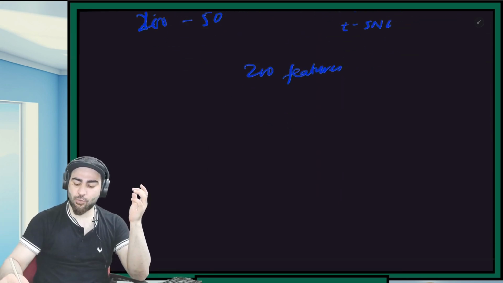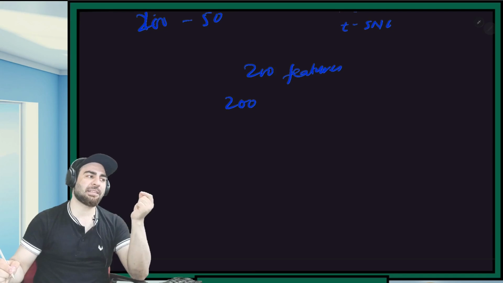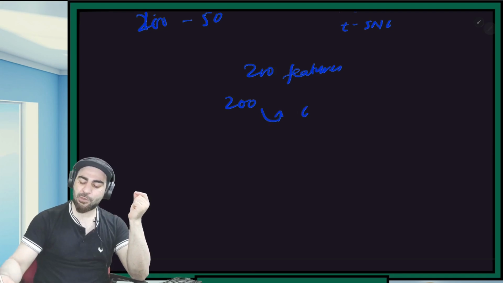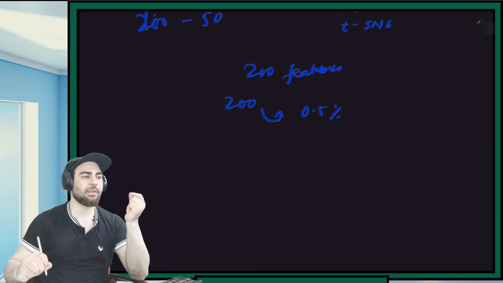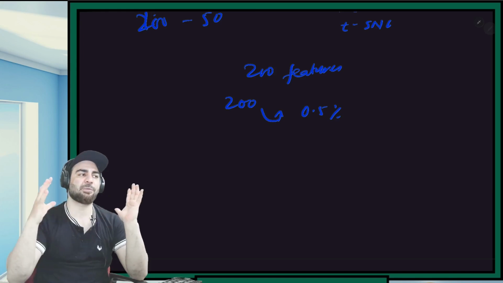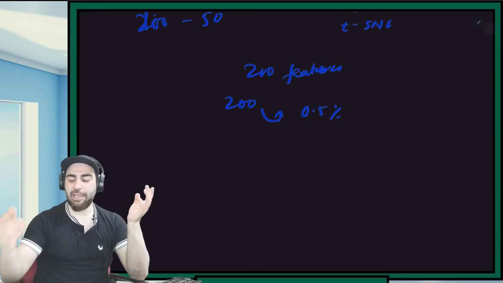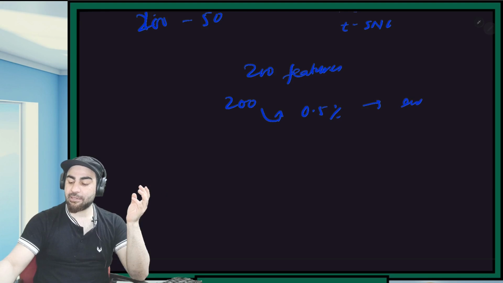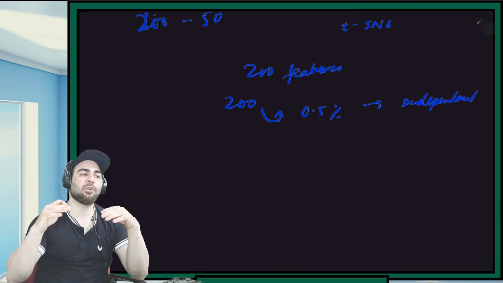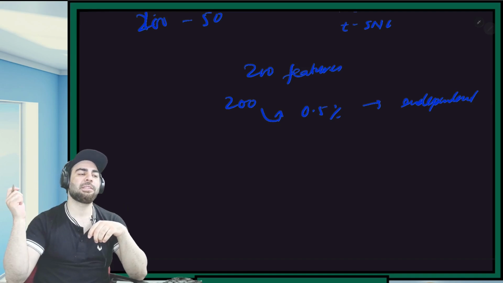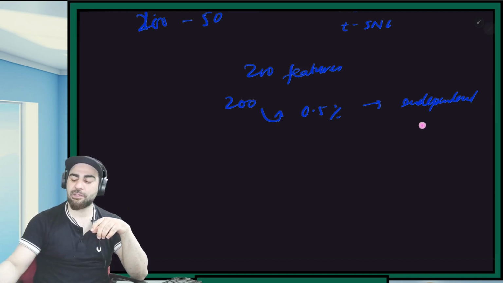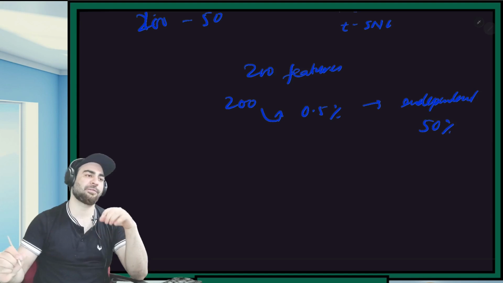If I had, let's suppose, 200 features, and I make an independence assumption, that means each feature contains, let's suppose, 0.5% of the information. If they were independent, then it would have been impossible to reduce dimensions. Why? Because the more features you remove, the more information you lose. If you removed 100 features, you would have removed 50% of the information.